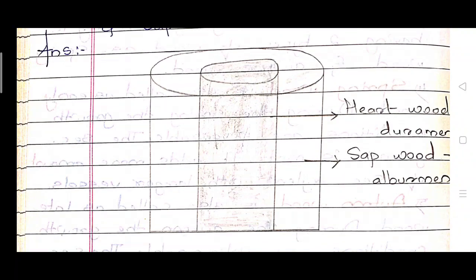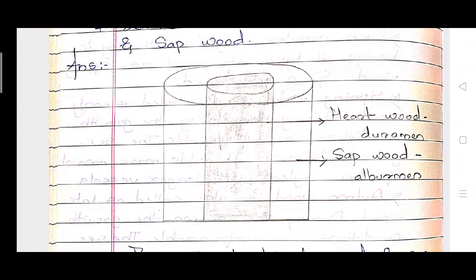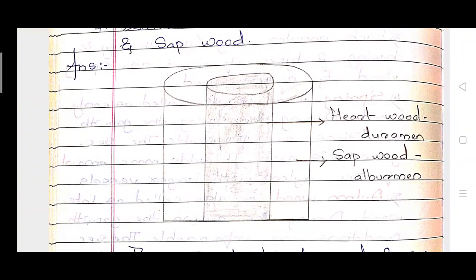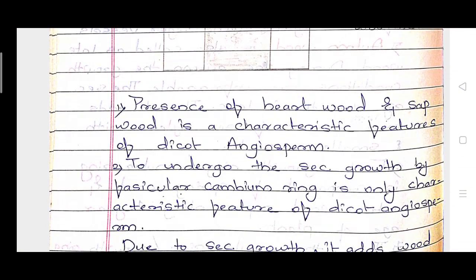In the stem, at the middle there is the hardwood, and surrounding that there is the sapwood. The hardwood is also called the duramen, and the sapwood is called the alburnum. The presence of hardwood and sapwood is a characteristic feature of the dicot angiosperm.